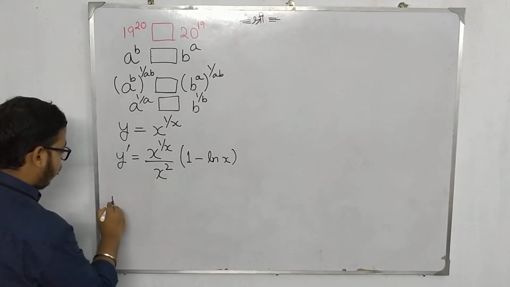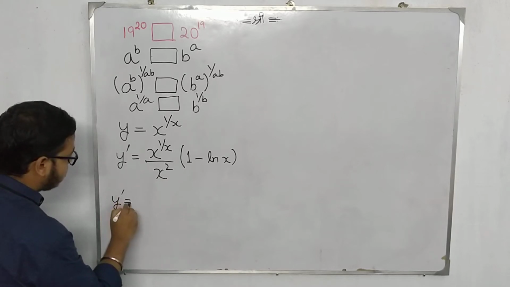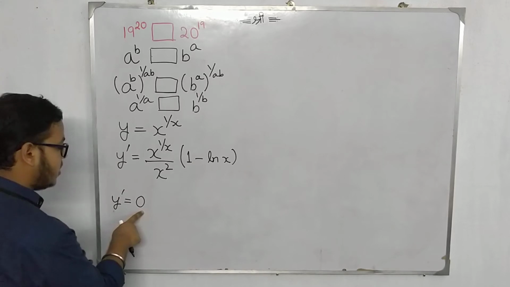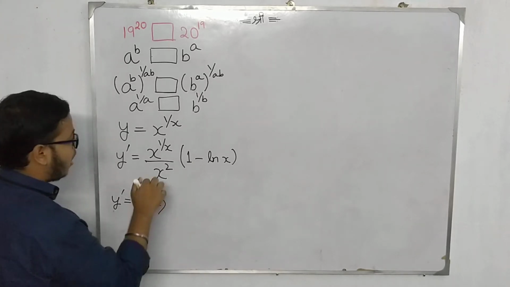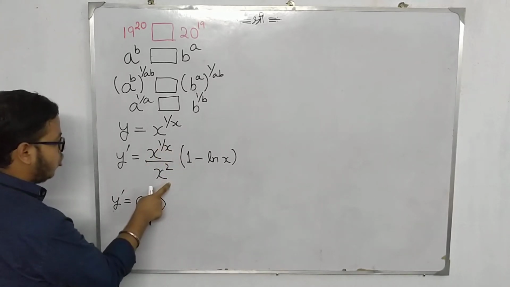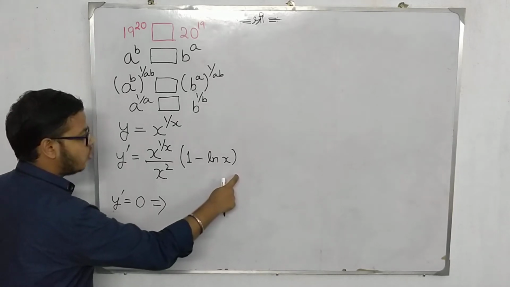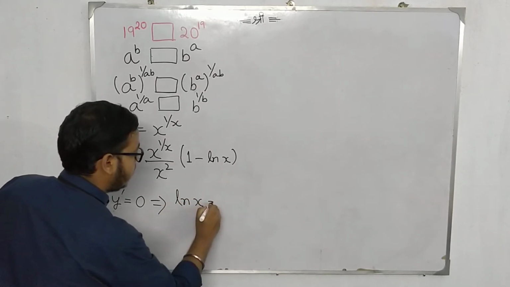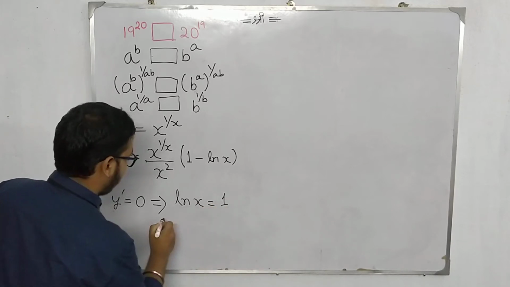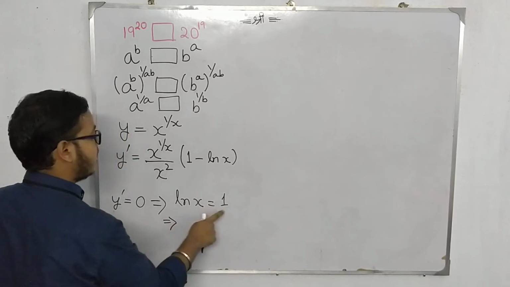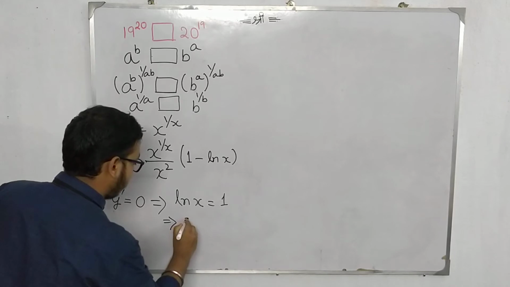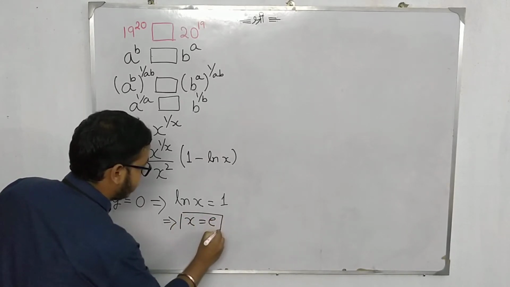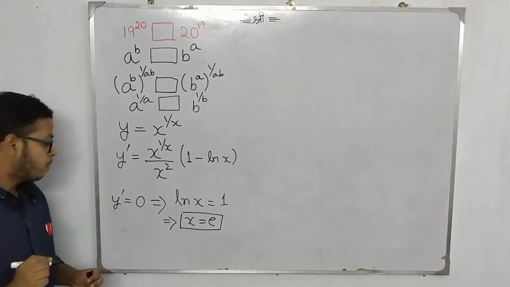So now to find out the critical points, I'll equate y prime, that is y dash, to 0. Now obviously ये और ये term तो 0 हो नहीं सकता. This has to be 0, and for that ln x will be equal to 1. That means ये तभी possible होगा जब x will be equal to e. So x equals e is one of our critical points.